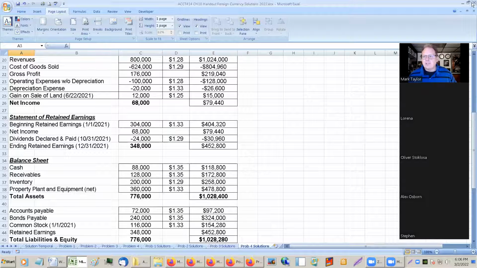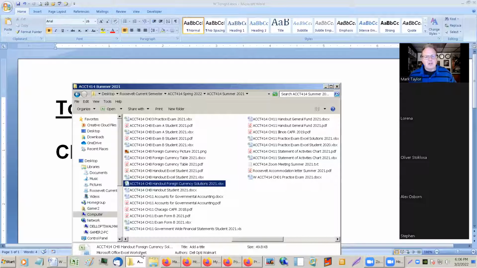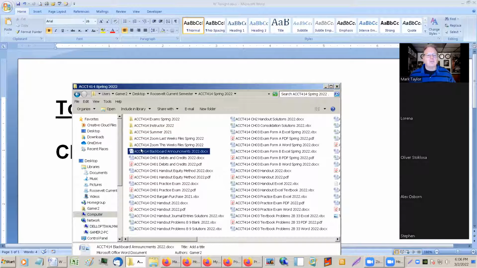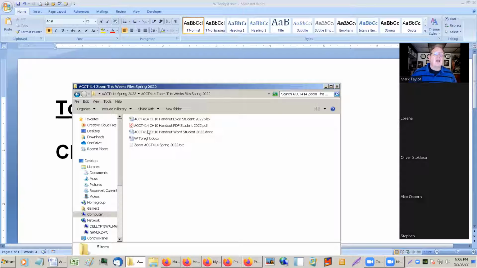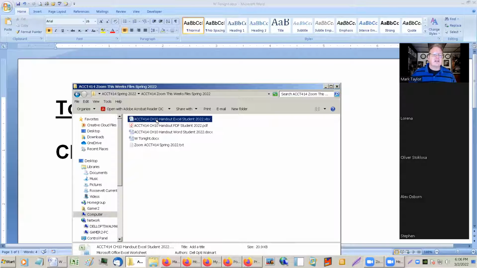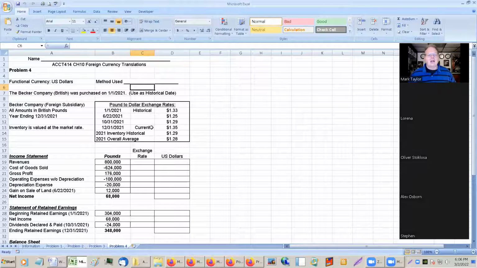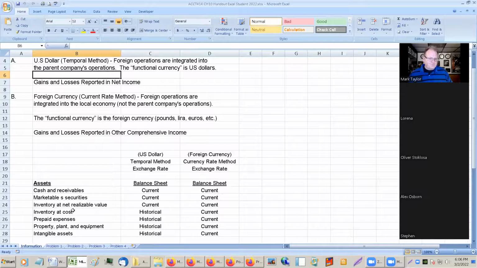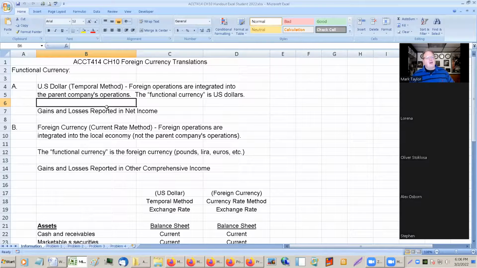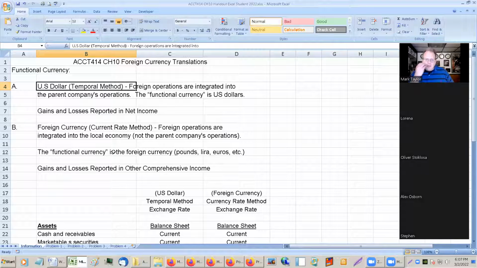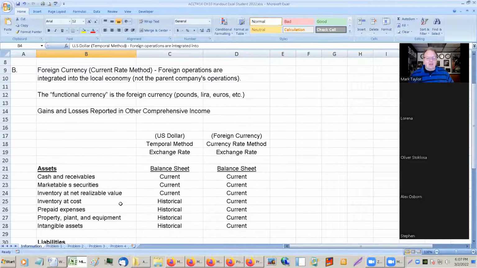Okay, let's get rid of that. Sorry, I lost my, here we go. All right. I have it in three different forms. You have PDF, you have Excel, and you have Word. I'm going to go ahead and do it in Excel. Okay. It's the same information in all of them. All right.